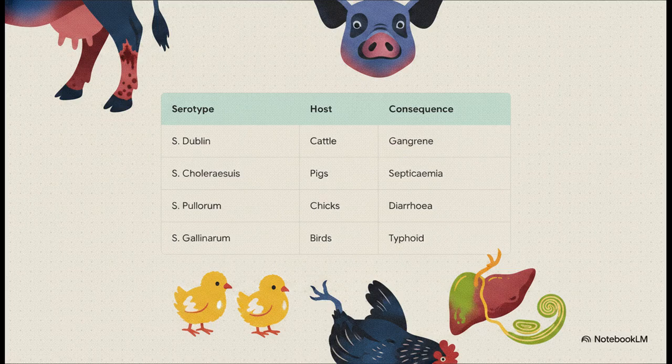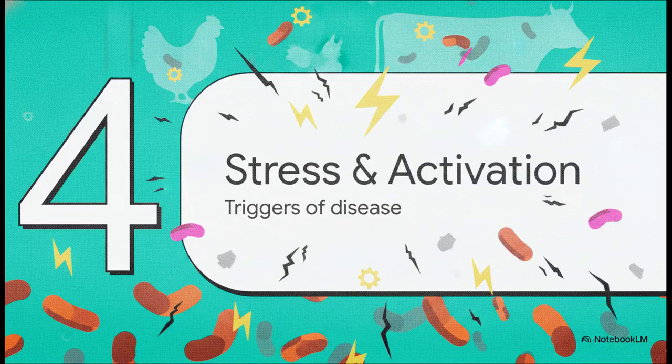In chicks and poults, Salmonella Pullorum leads to bacillary white diarrhea and really high mortality, while in adult birds, Salmonella Gallinarum causes fowl typhoid, sudden death, and leaves them with an enlarged, friable, bile-stained liver. Next up, Section 4, stress and disease activation.